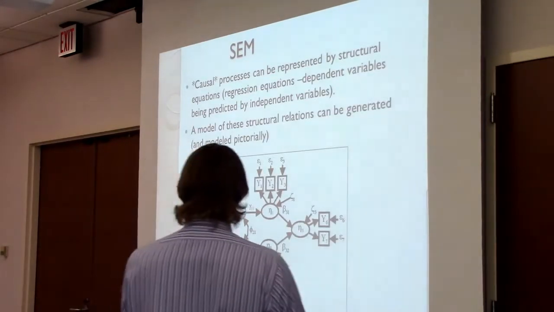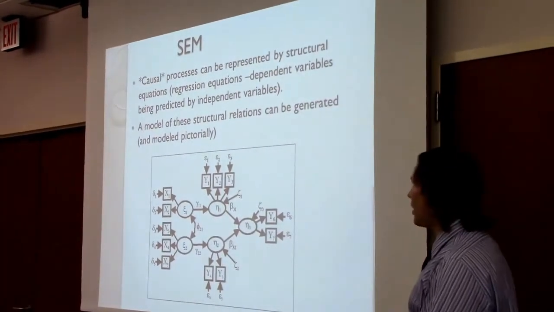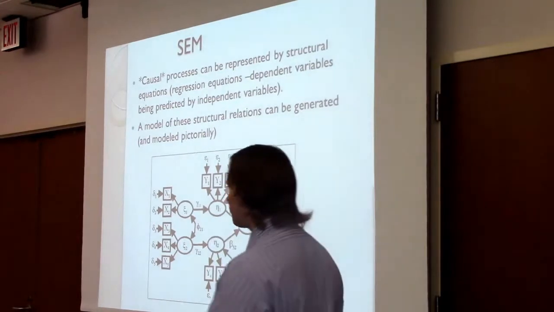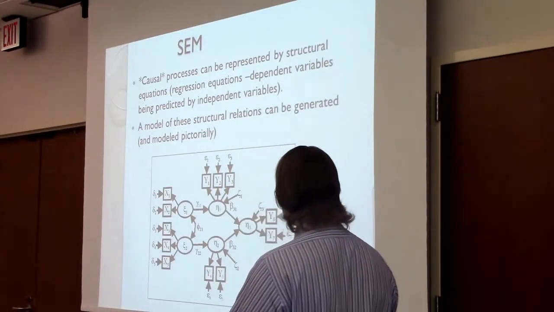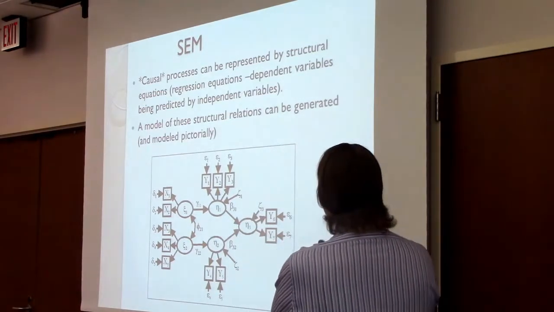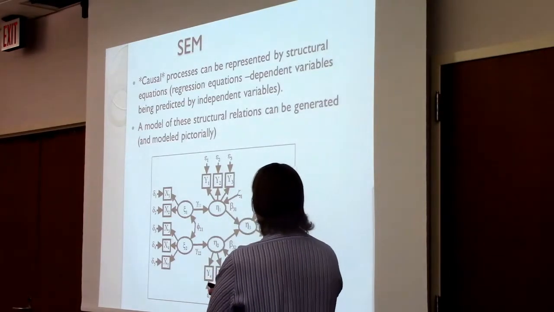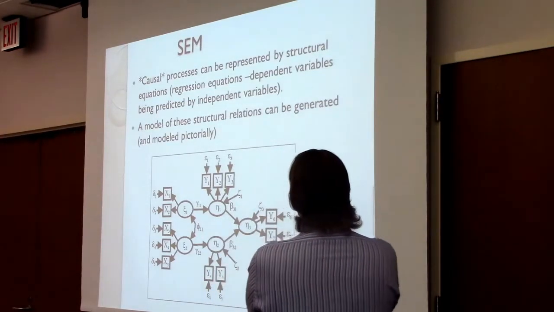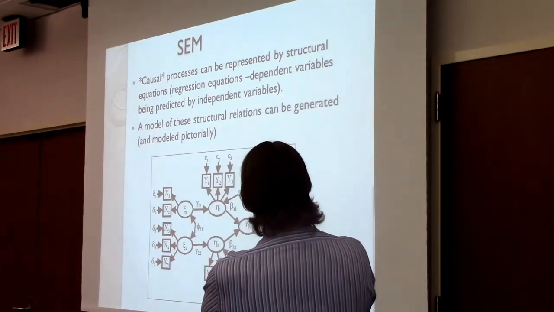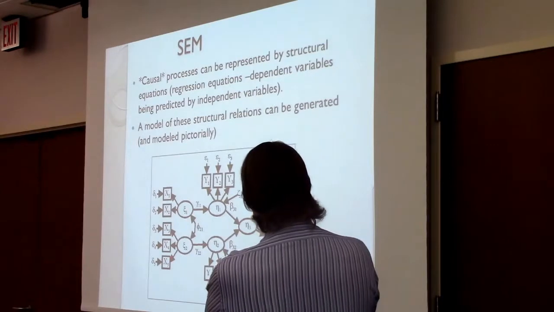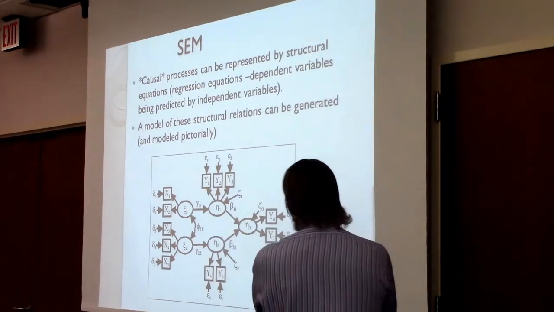Okay, so structural equation modeling. Let's get out of the review. Causal processes, and I've got causal marked big time here for a reason. I'll talk about that in a second. They can be represented by structural equations, which are just regression equations. They're just dependent variables being predicted by independent variables. And so a model of these relations can be generated and modeled pictorially. This is how we draw a very basic structural equation model.